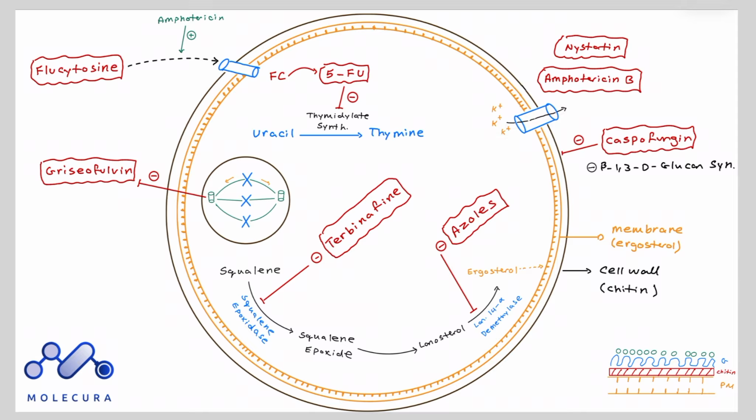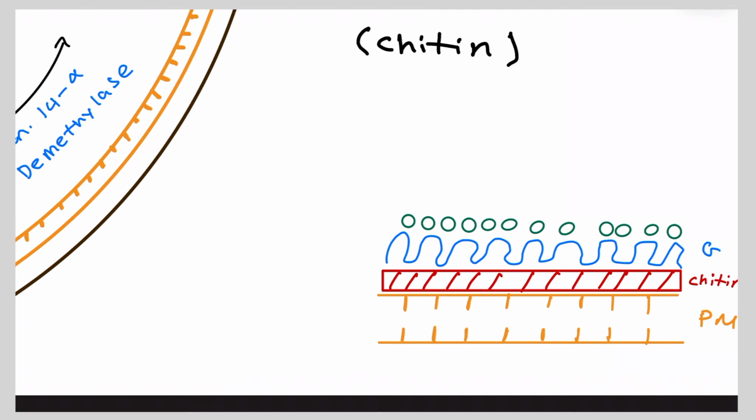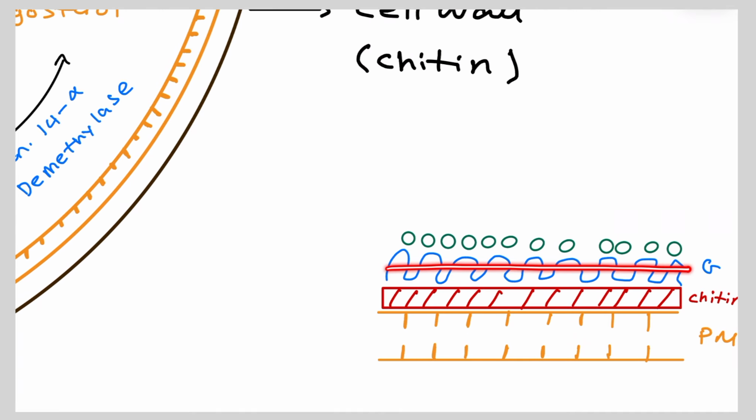The second one that we talked about is caspofungin. Caspofungin is going to actually inhibit an enzyme in the synthesis of the cell wall of the fungal cell. This enzyme is called beta-1,3-D glucan synthase, and this enzyme is responsible for creating the glucan layer of the cell wall. We said that the cell wall of the fungi is made of chitin, which is the main polymer. We're going to have a glucan layer, and we're going to have mannoproteins.